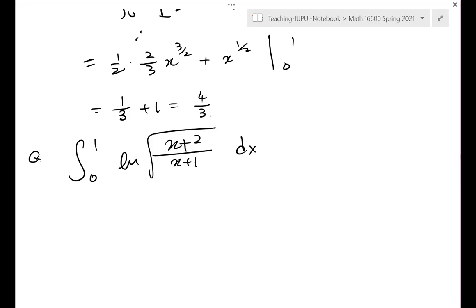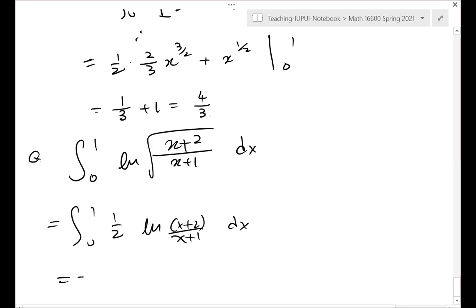All right, got it? Okay, so when you look at this, how do you find the antiderivative? When you see a log, the best way is to modify it using the property: x plus 2 divided by x plus 1.